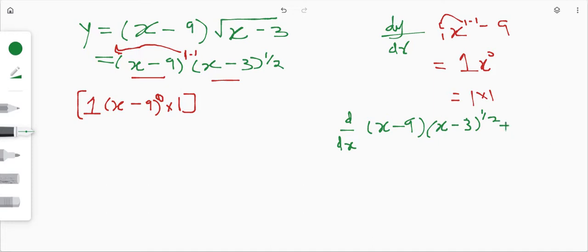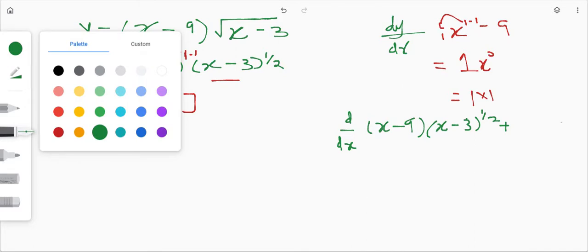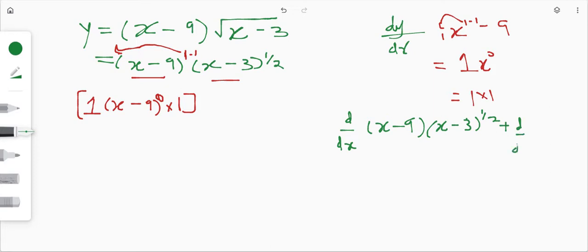Then we say plus. So this is the product rule which I'm stating here. Plus, then we're going to derive x minus 3 to the power half, and we leave this x minus 9 by itself. I should have written this at first. So here, we're deriving this x minus 9 using the chain rule, then we leave this x minus 3 to the power half. Then we derive this x minus 3 to the power half, and we leave the x minus 9. So this is the product rule which I've stated here. Then the chain rule applies when we are deriving this x minus 9 and when deriving x minus 3 to the power half. Any questions?